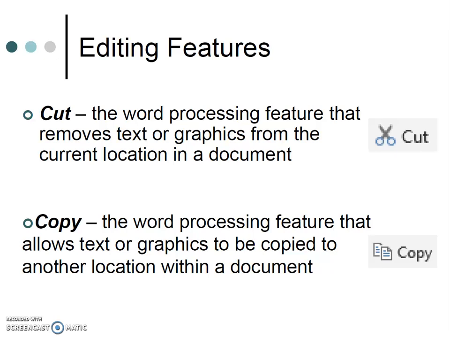Some editing features, things you've probably used before, cut and copy. Okay, cut means that the word processing feature that removes text or graphics from the current location in a document. Okay, so it completely removes them from that place. Copy, on the other hand, is a feature that allows text or graphics to be copied to another location within a document. Okay, so things are not removed, they are just copied.